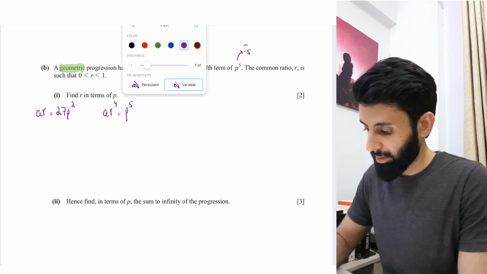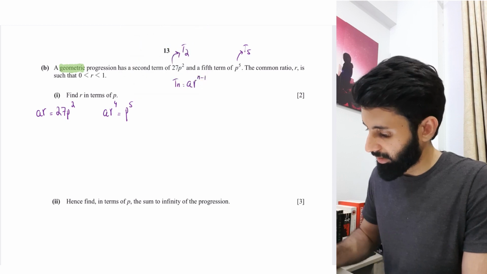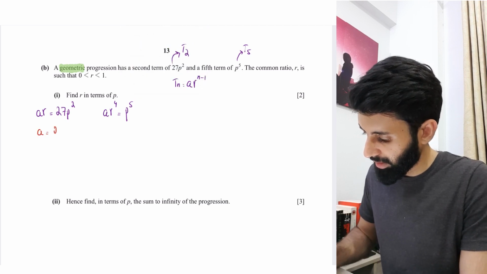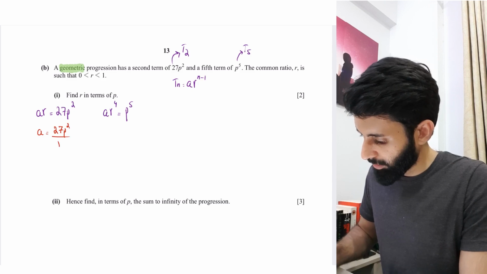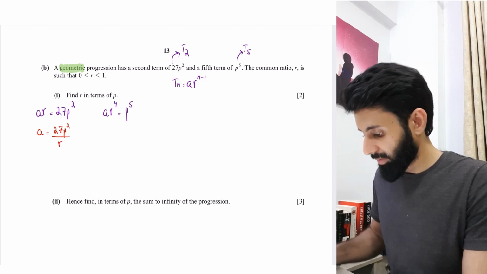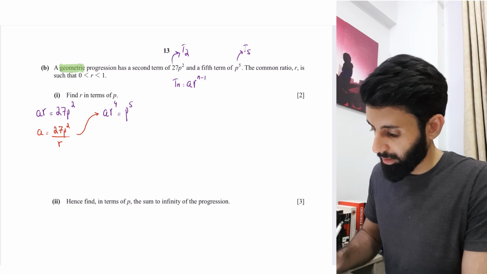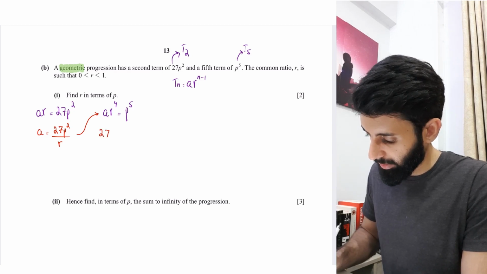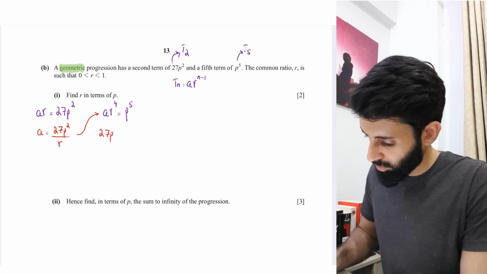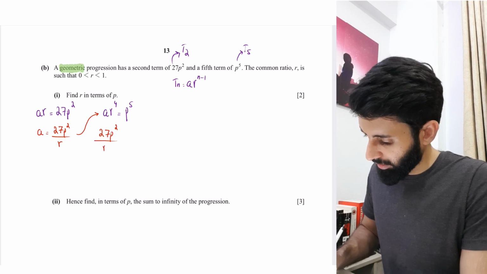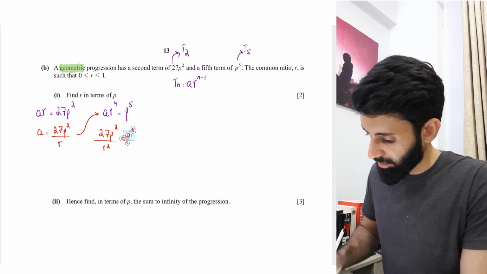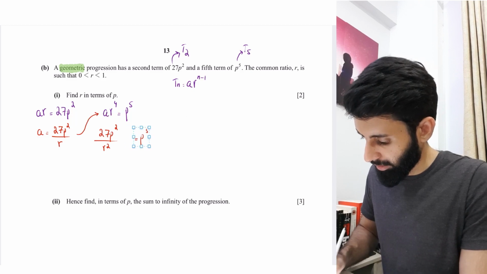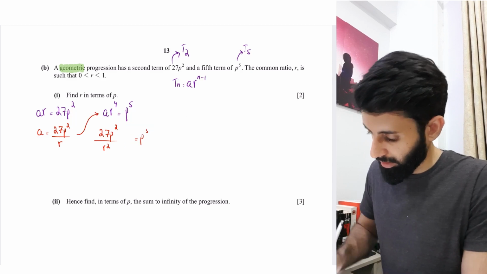So what I'm going to do is use any one of the two equations and make a the subject. If I use the first equation and make a the subject, that means I'm looking at 27p squared upon r, and then I'm going to take this value of a and plug it in equation number 2. So that means I'm looking at 27p squared upon r is equal to p to the power 5. Don't forget that you already have an r to the power 4 here, which I just forgot to write.